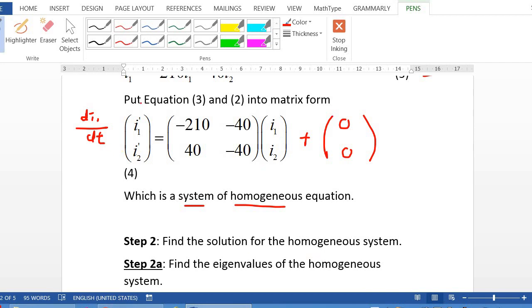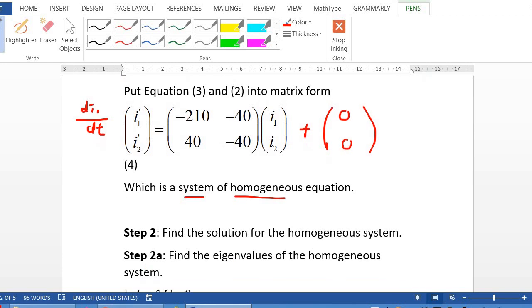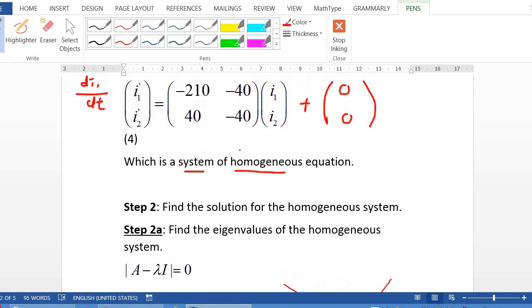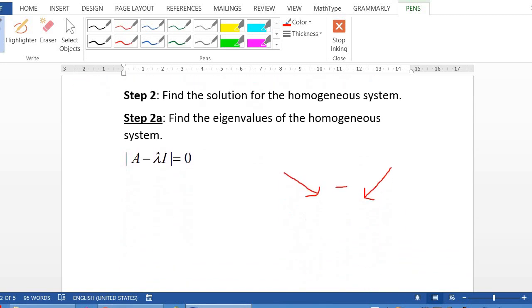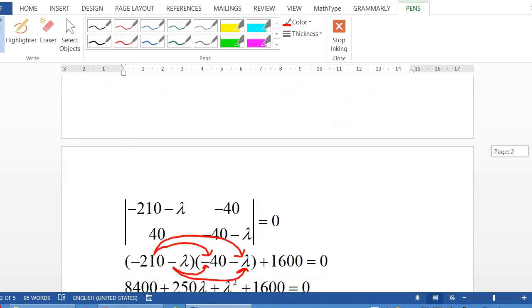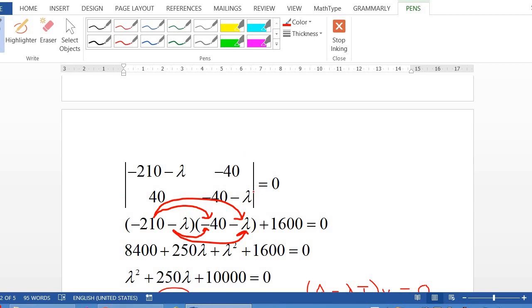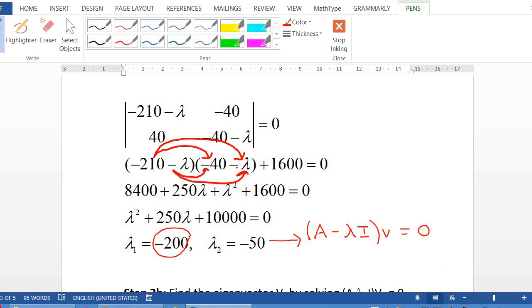So we have modeled the homogeneous system. Now we are going to solve the homogeneous system, meaning we want to solve for I1 and I2. To solve the homogeneous system, first step, find the eigenvalue of the homogeneous system. To find the eigenvalue, we let the determinant of A minus lambda I equal to 0.